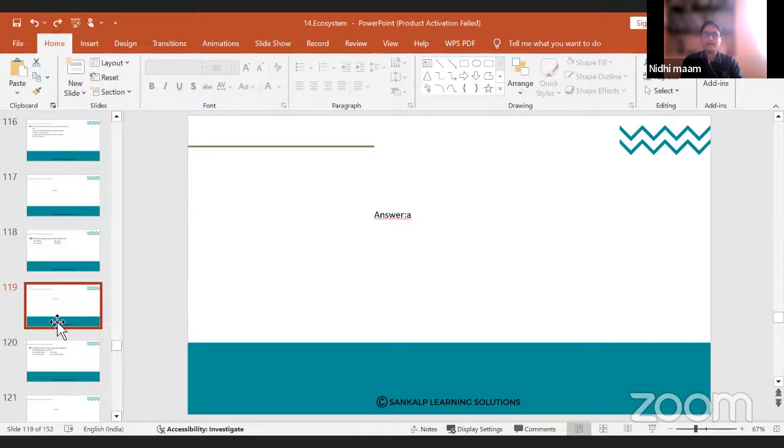So this was about the multiple choice questions on ecosystem. Mainly you have to focus on the fill in the blanks. If they give a passage and ask you to fill in the word, then you have to put the suitable terminology in that passage. We discussed more than 5 or 6 passage type questions in this lesson.